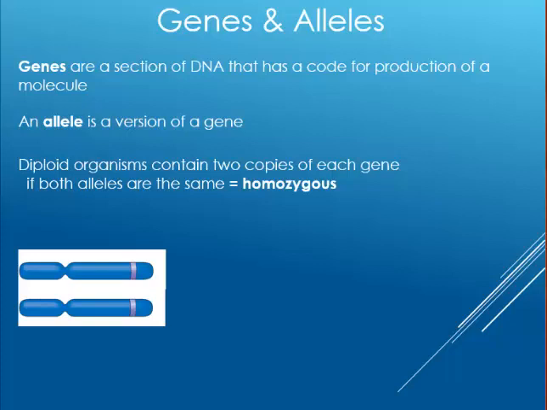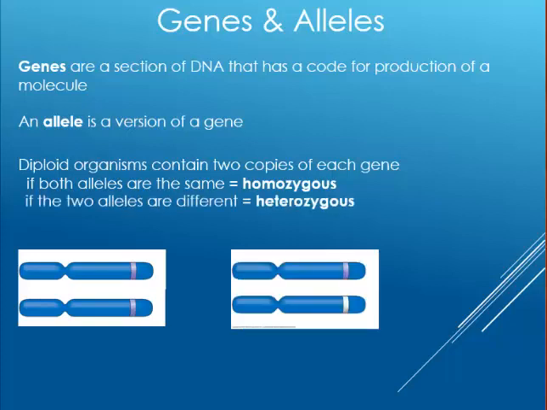When the alleles are the same, we call this a homozygous condition. In another organism, we could have two chromosomes that carry that same gene, but in this case, they carry two different versions of that gene, or two different alleles. We call this condition heterozygous.